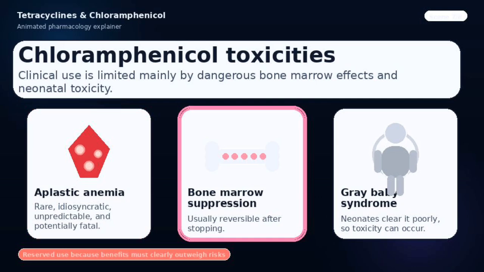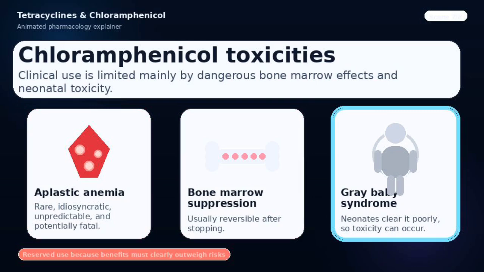Chloramphenicol can also produce dose-dependent bone marrow suppression, leading to pancytopenia, and this effect is usually reversible after stopping the drug. In neonates, the drug may cause gray baby syndrome because the immature liver cannot metabolize it efficiently, so the drug accumulates and causes abdominal distension, vomiting, gray discoloration, circulatory failure, and collapse.